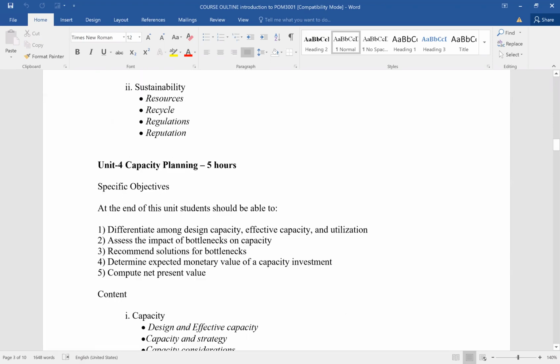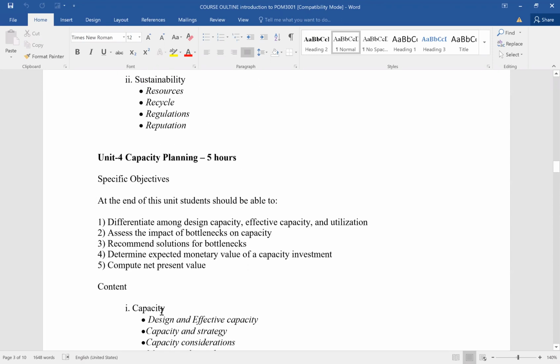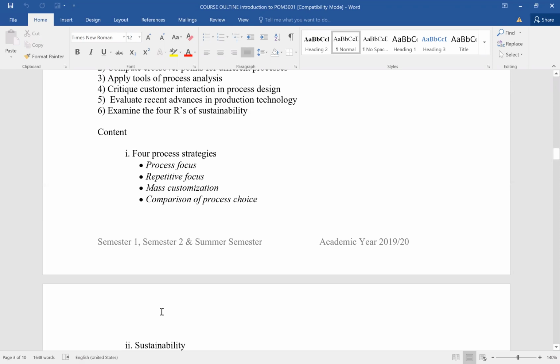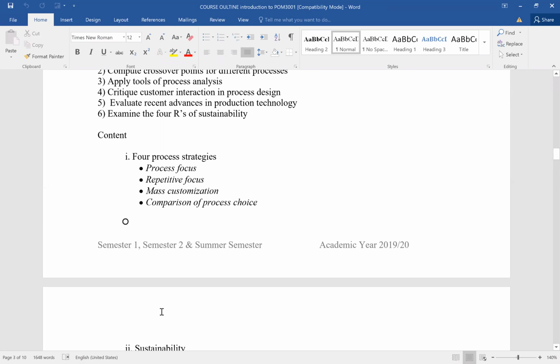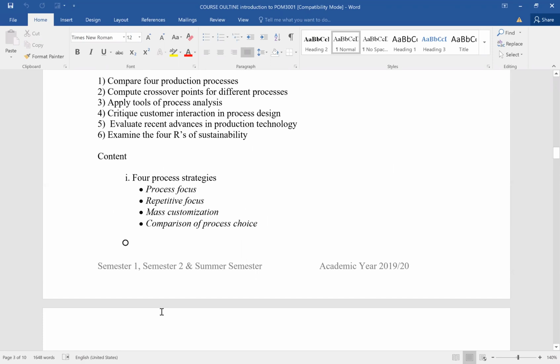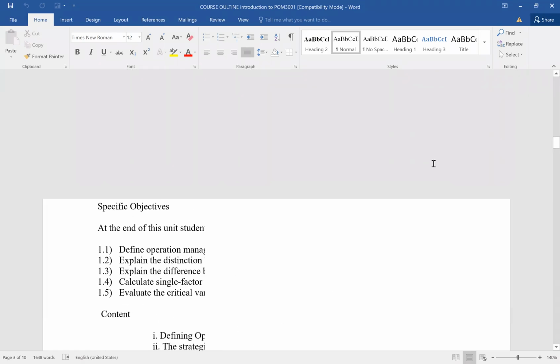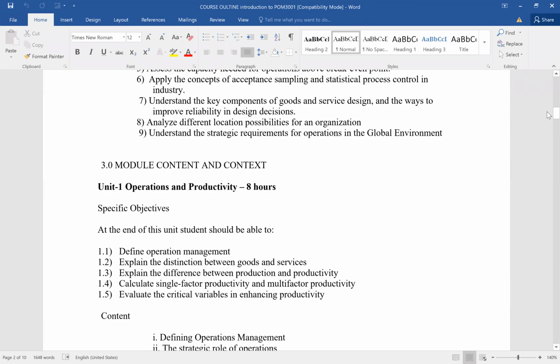And for unit 3, sorry. Oh boy. All right, let me use this instead. It keeps jumping.